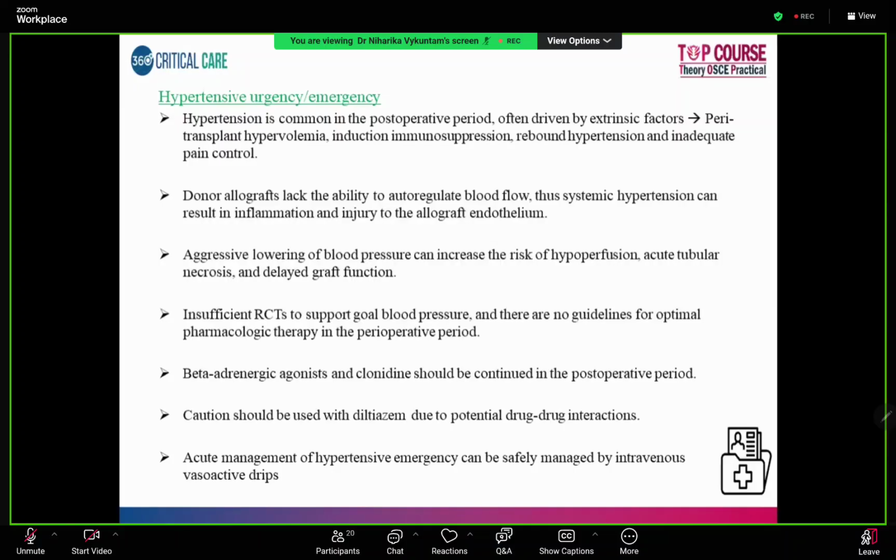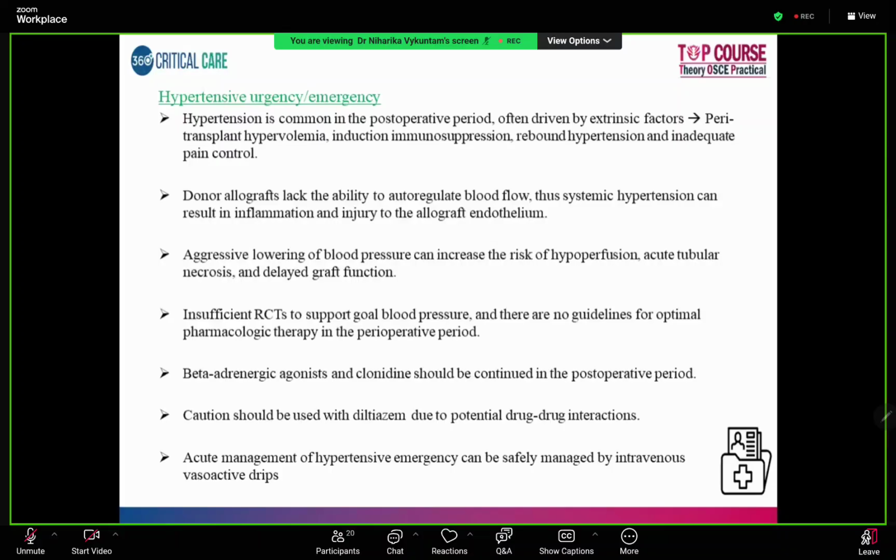Okay, so first we'll know what is the cause of this hypertension in the post-operative period. It could be because of peritransplant hypovolemia, or because of the starting of the immunosuppression, induction immunosuppression, or it could be a rebound hypertension, and could be because of inadequate pain control. So these are the causes of hypertension in the post-operative period. And one more thing we should know is that these donor allografts lack the ability to auto-regulate the blood flow.